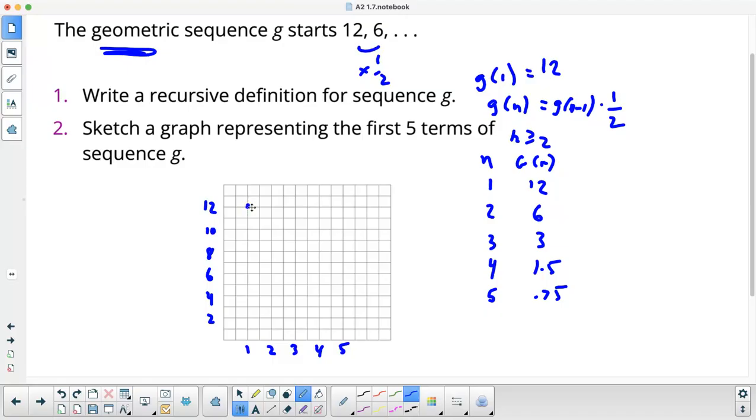First term is at 12. Second term is at 6. Third term is at 3. Fourth term is 1.5. The fifth term is 0.75. So there we go. We get that decay shape, that curved shape getting smaller, because we're multiplying by a number, 1/2 here, which is less than 1.